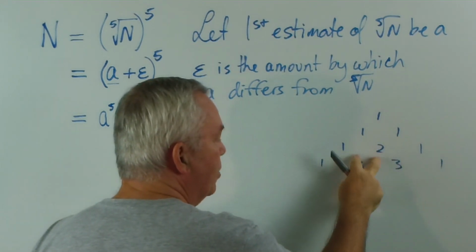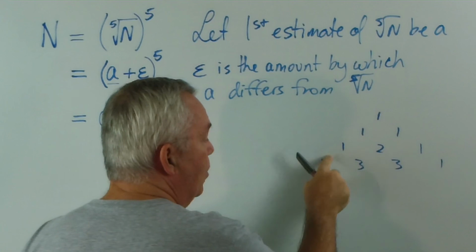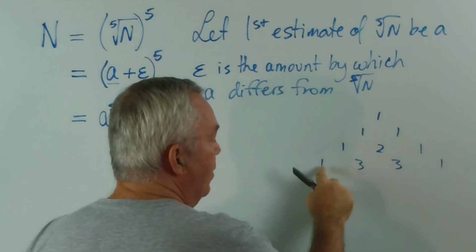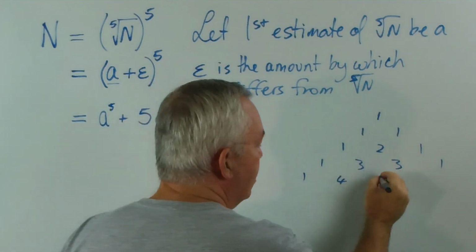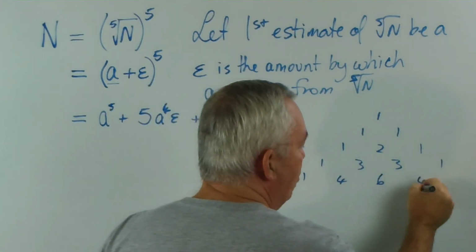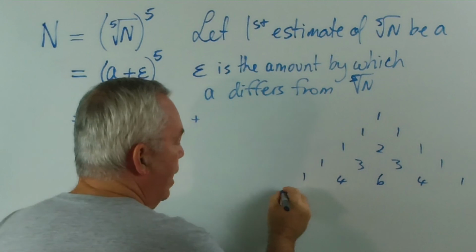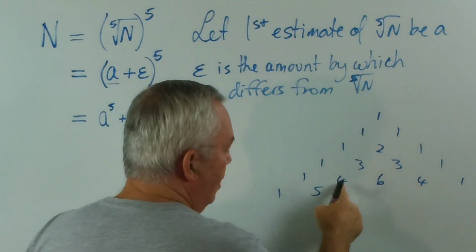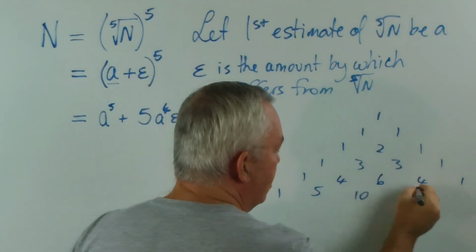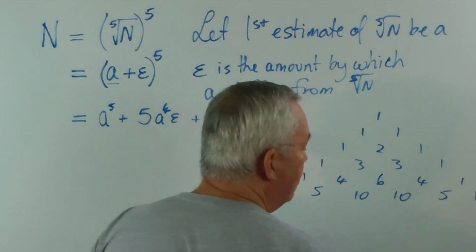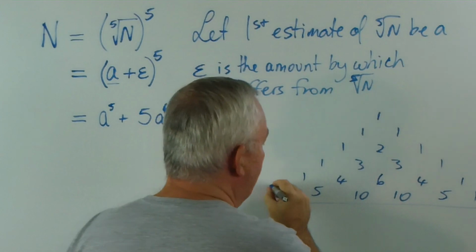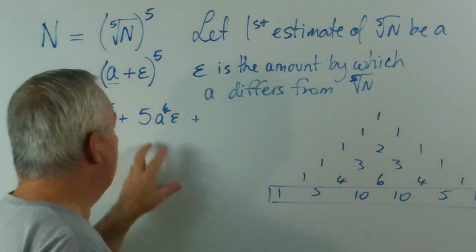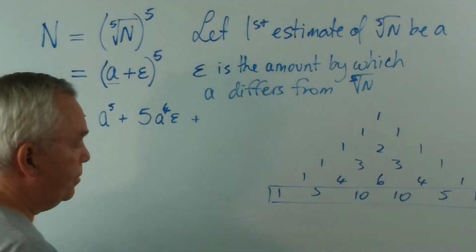1 and 1 is 2, 1 and 2 is 3. If you like, 0 and 1 is 1. 1 and 3 is 4. 0 and 1 is 1. 3 and 3 is 6. 3 and 1 is 4. 1. And 1 and 4 is 5. 4 and 6 is 10. 6 and 4 is 10. 5 and 1. And these happen to be the coefficients that we need when we expand binomial expressions.